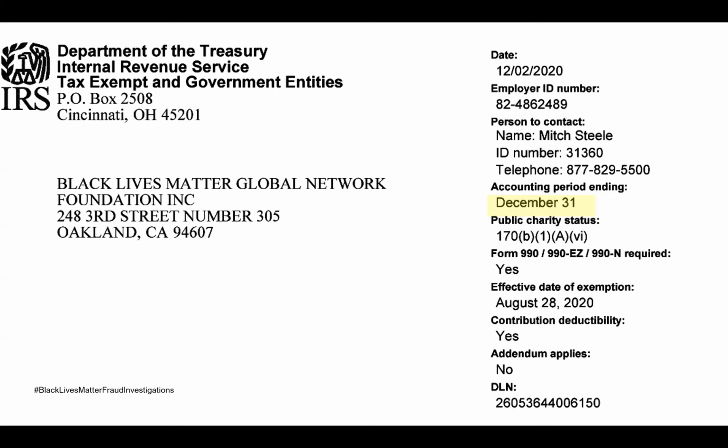The Form 990 information return is always due by the 5th month and the 15th day after the fiscal year ends. So in this case, the Black Lives Matter Global Network Foundation Form 990 information return would be due by May the 15th of the following year. So that's an important point that I want you to jot down or remember. Again, the accounting period ending determines when the Form 990 is due, because the Form 990 is due 5 months and 15 days after the accounting period ending. Therefore, the Black Lives Matter Global Network Foundation's Form 990 should be due by May the 15th of the following year.